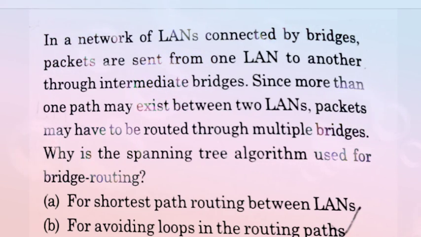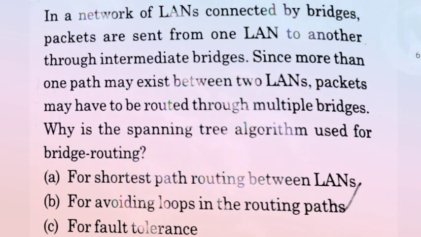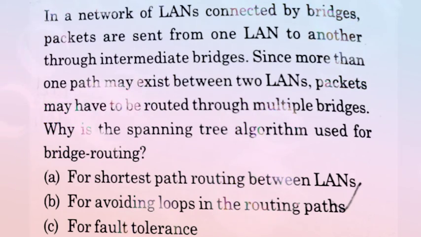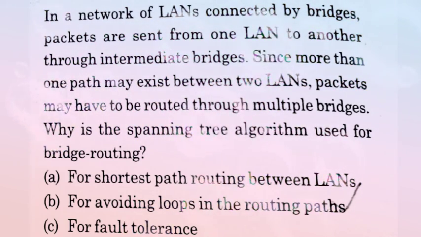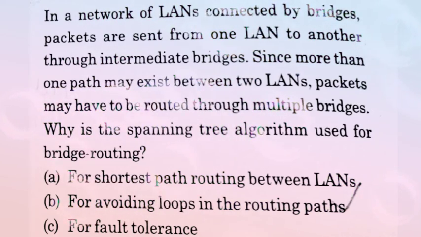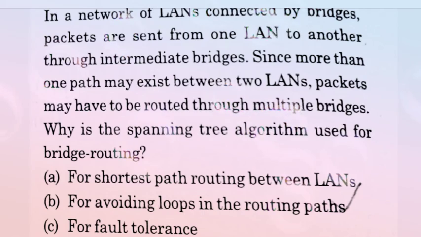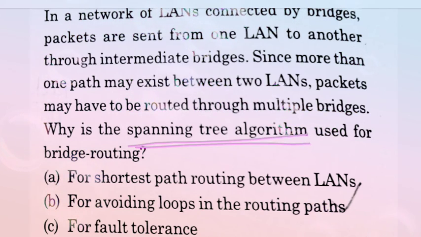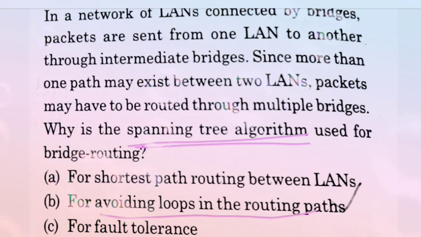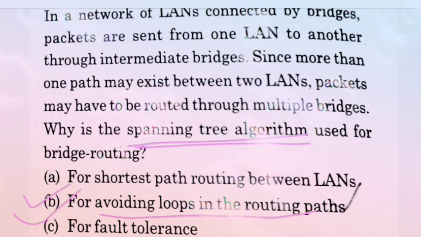In a network, LANs are connected via bridges, and packets are sent from one LAN to another through intermediate bridges. Since more than one path may exist between two LANs, packets may be routed through multiple bridges. Why is the spanning tree algorithm used for bridge routing? There is one of the most important reasons for using the spanning tree algorithm, that is to avoid loops in the routing paths. So option B is your correct answer. Okay, now come to the next question.